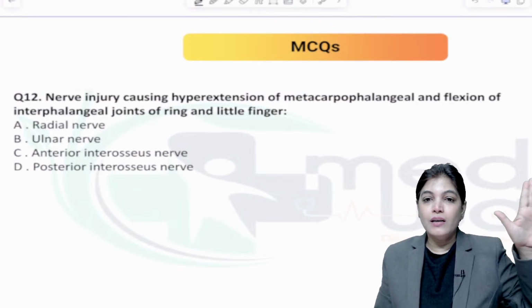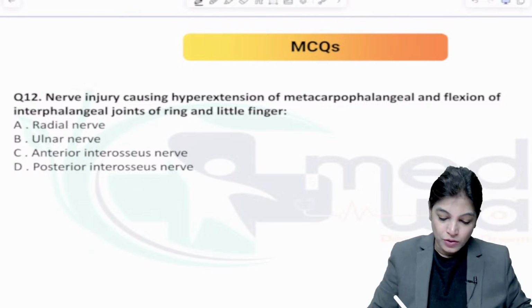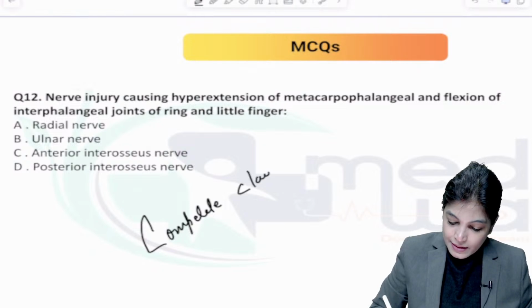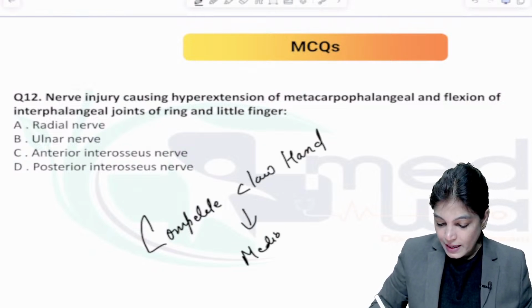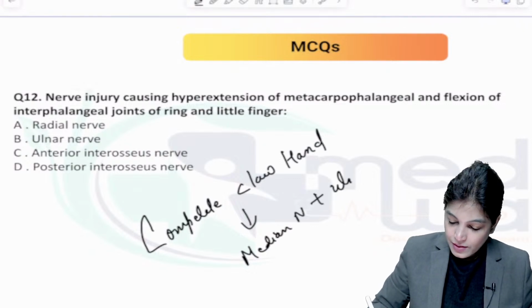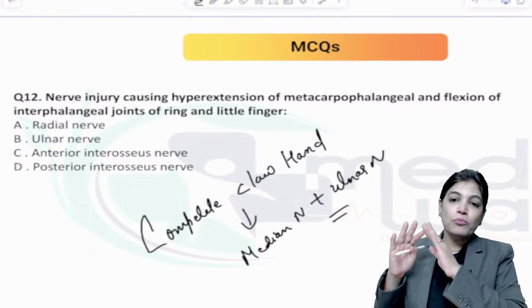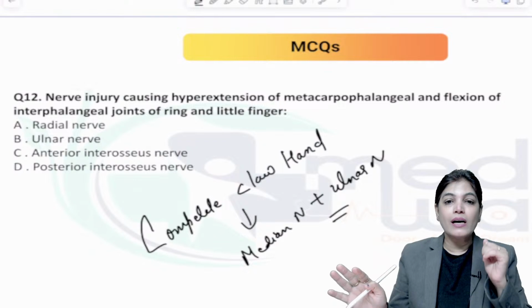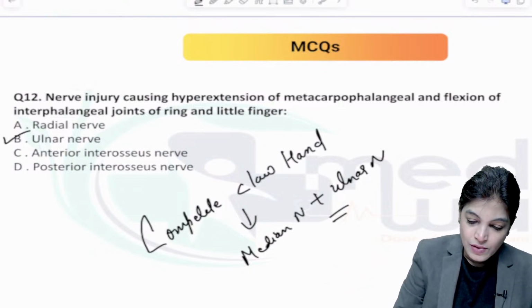See here. If there is complete claw hand, that means the patient is having injury of both median nerve and ulnar nerve. Now you have to identify whether the medial aspect of fingers was involved or it was a complete claw hand. There was a case of complete claw hand. So if medial aspect of ring finger and little finger is involved, the correct answer will be ulnar nerve.